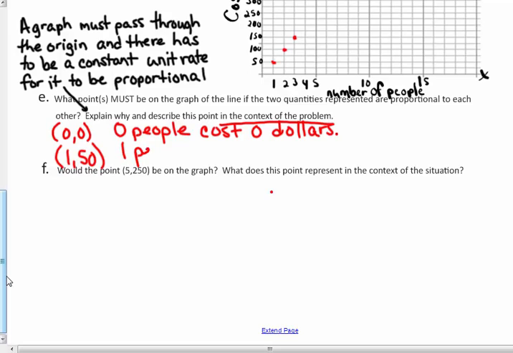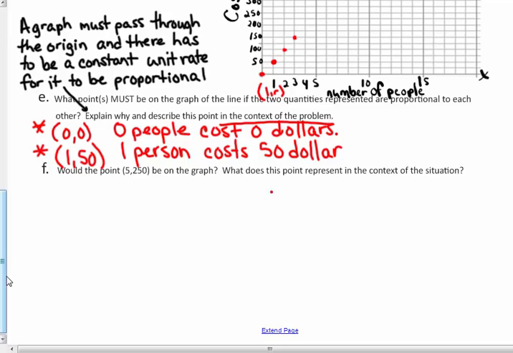1 person costs $50. That's what the unit rate is. All proportional graphs have to have these 2 points. The line has to pass through the origin, 0, 0, I'm going to plot it, and 1, 50, when x is 1. This is the unit rate right here, this point, 1, 50.